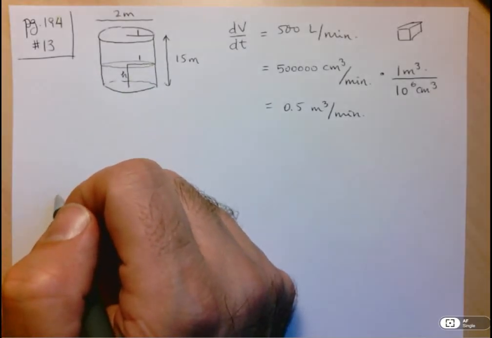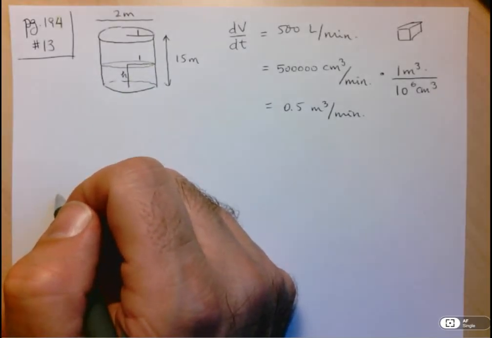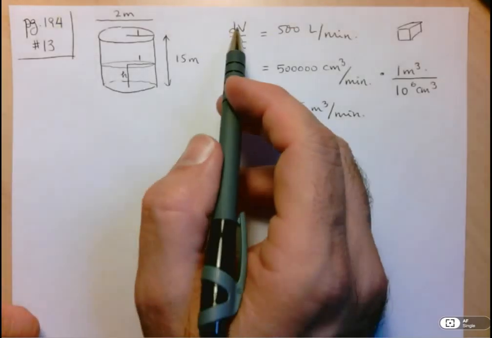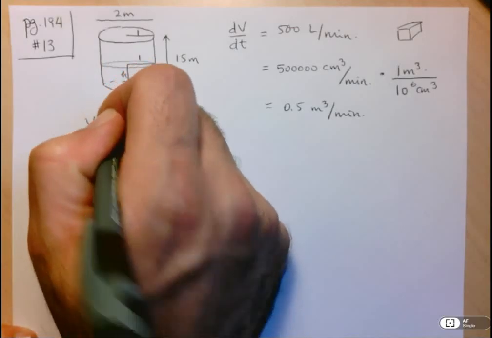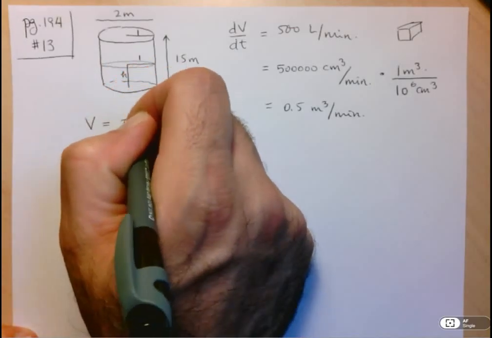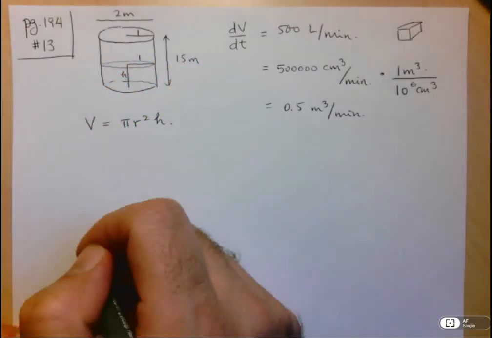Now we have to relate the two rates that we're given and looking for. So we're given volume and we want to find height. The relationship between volume and height, of course, is given by the volume formula of the cylinder.